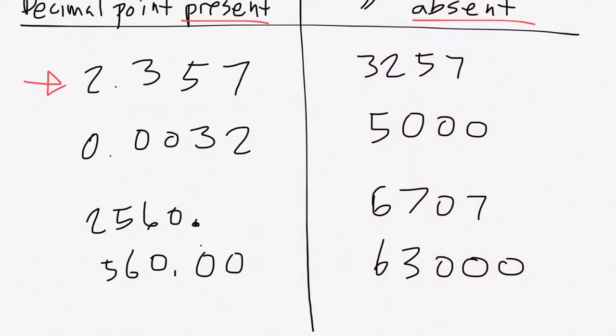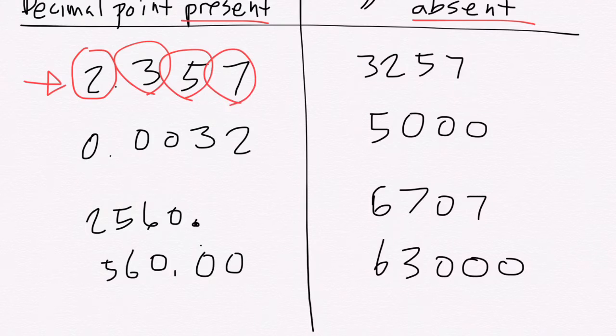So in this case, you start on the left side. The first number is 2, and since 2 is non-zero, it's significant. And every digit to the right of 2 is significant. So 2 is significant, 3 is significant, 5 and 7, they're all significant, so that gives you 4. It doesn't matter what the numbers are to the right. If the decimal point is present, after the first non-zero digit, counting from the left, everything is significant.